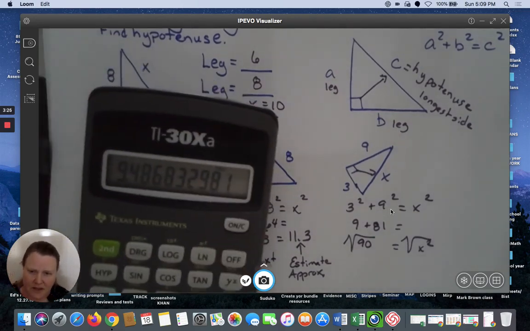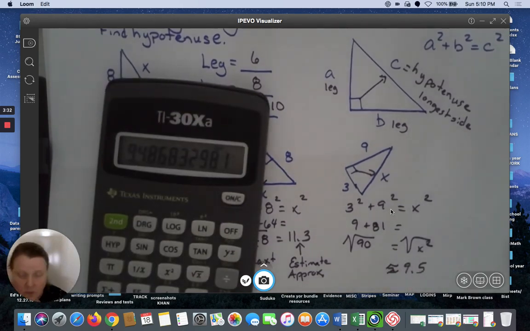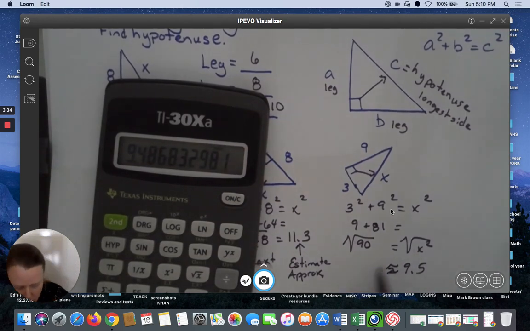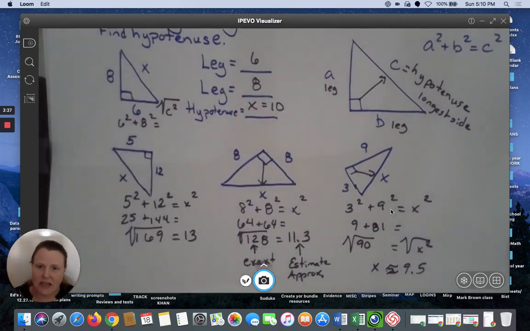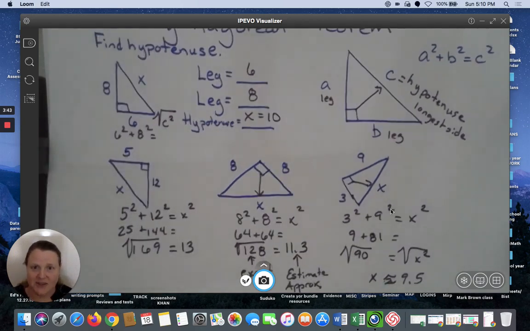If you are going to round that to the tenths place, you need to round that up to 9.5. So this is my approximately equal to for x. So like I said, that's how you find when you're missing a hypotenuse. All of these are you're looking for the hypotenuse. So look for the next video on how to find a leg.